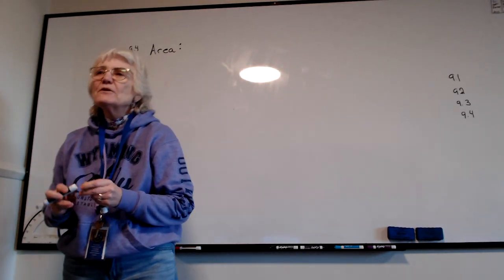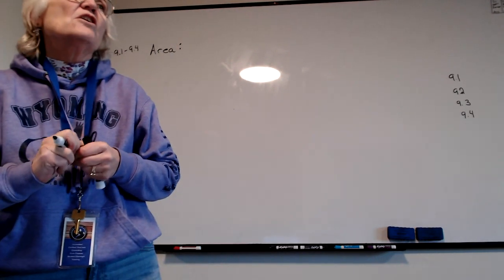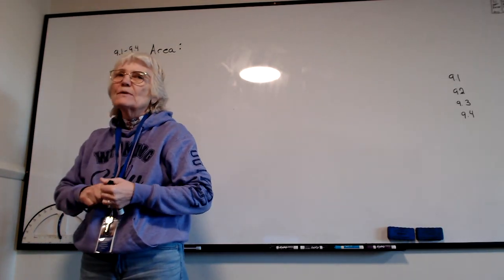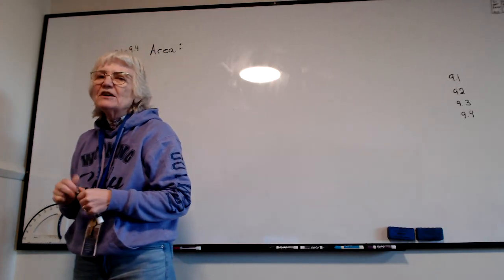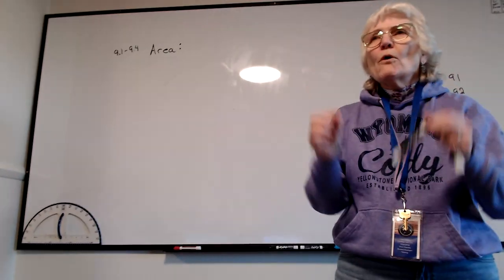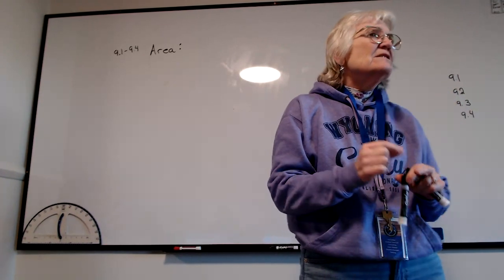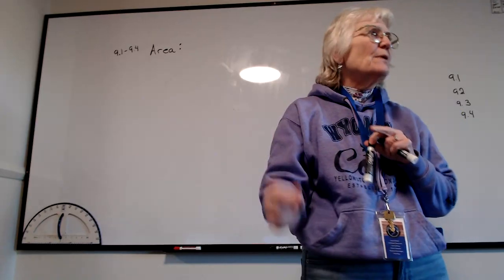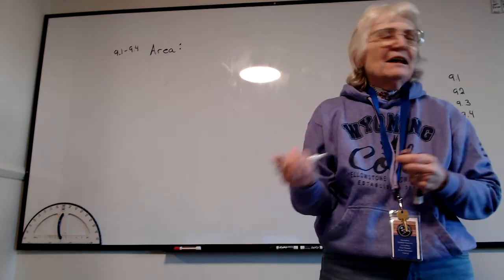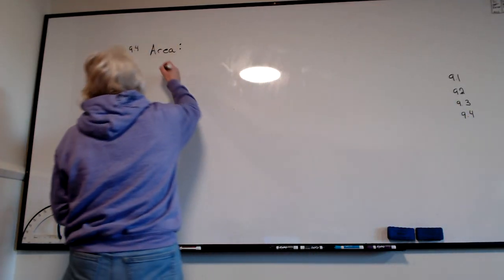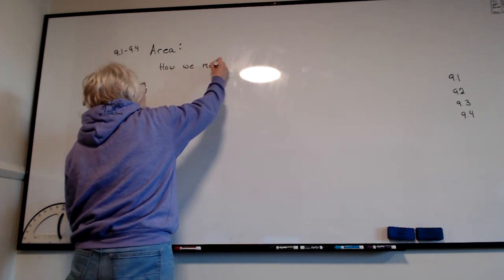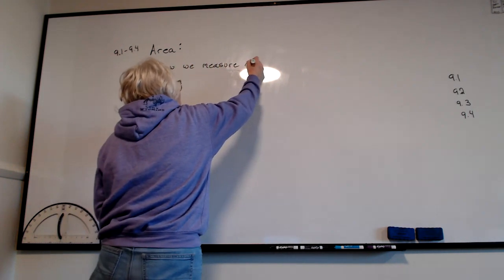Okay, so 9.1 through 9.4, this section is all about area, which you should know quite a bit about already. The main thing I want you to know, and that's what I went over in 9.1 quite a bit, is why we label things square inches, square feet, square whatever. It's because of how we measure area, which is in a specific way.